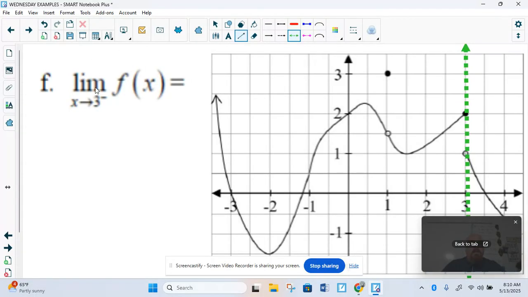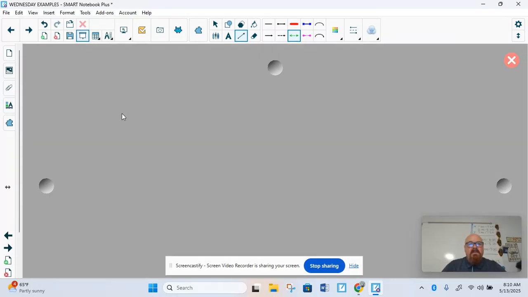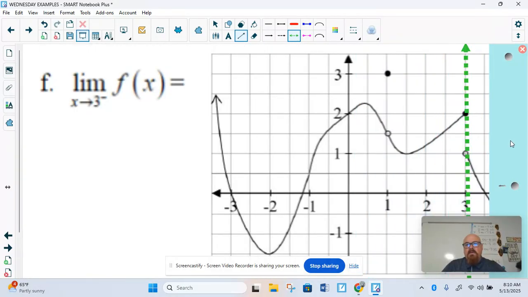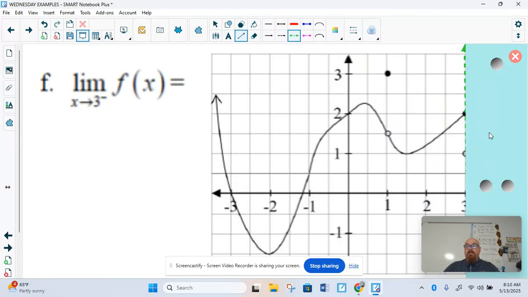And again, since we're approaching 3 from the left, if it helps, let's just close off what's happening behind there, because what's happening behind that shade has nothing to do with the left-hand limit. Nothing at all. Remember that limits are anticipated y values. So what is happening if we trace this graph?